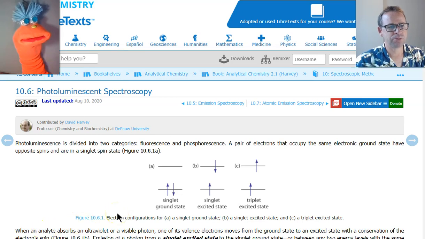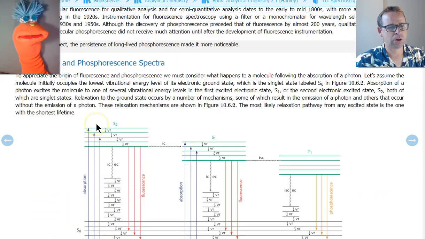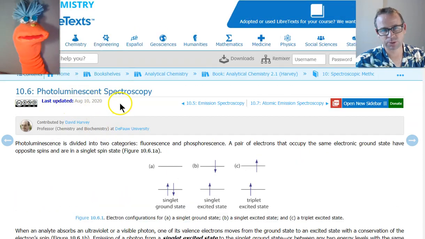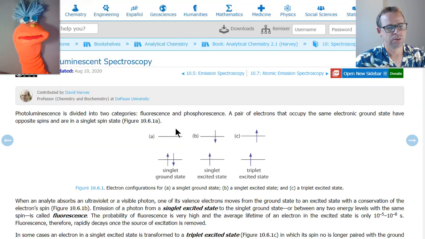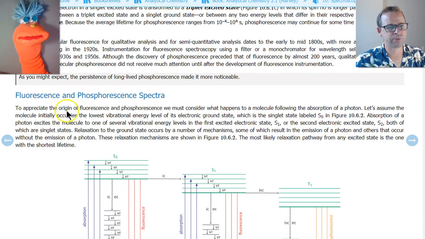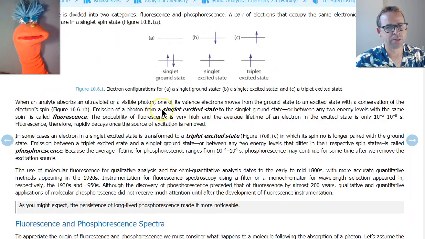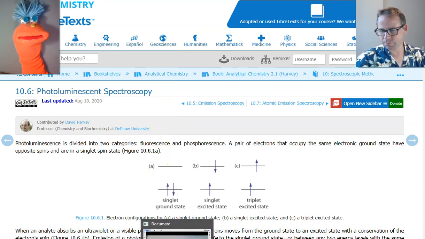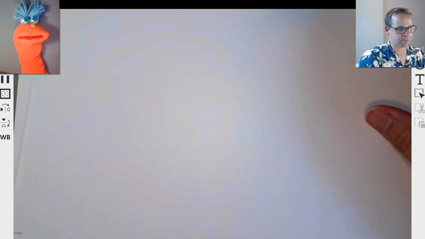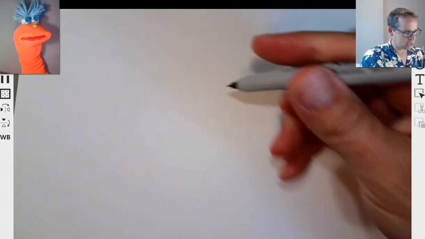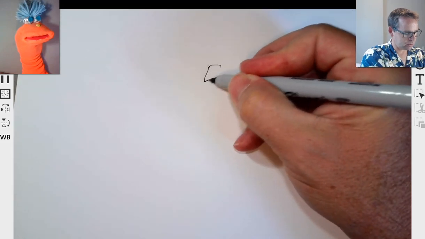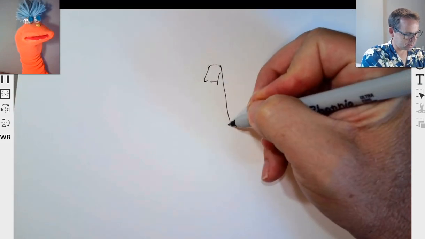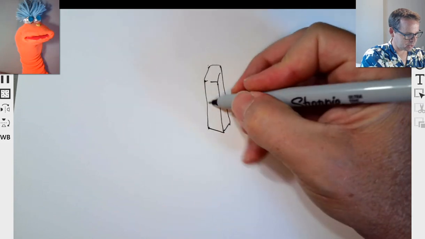All right. So different than absorption is photoluminescent spectroscopy or fluorescence. All right, fluorescence spectroscopy or phosphorescence, and this differs in a couple of ways. But the initial way, or the most pronounced way, is that if I have my sample, let's use a cuvette as a place where I'm going to contain my sample.